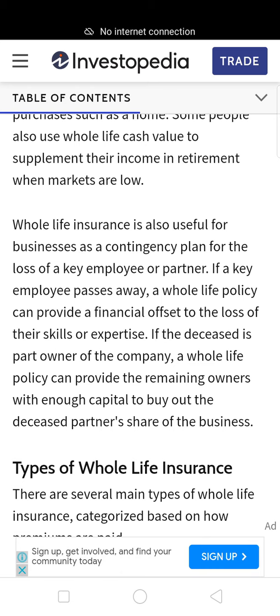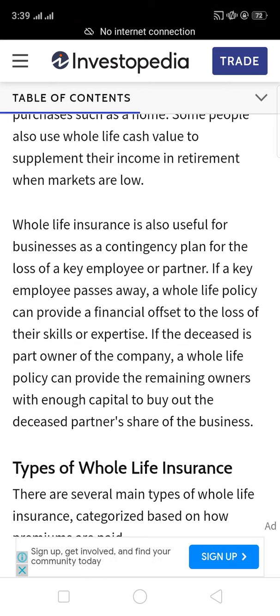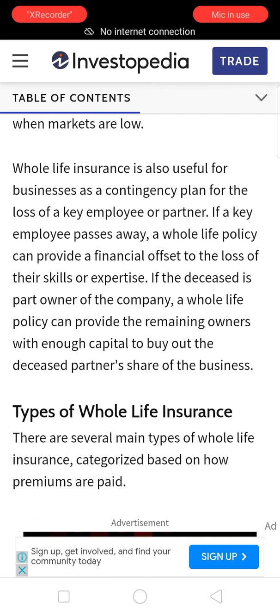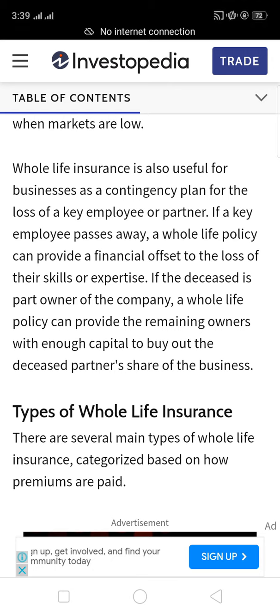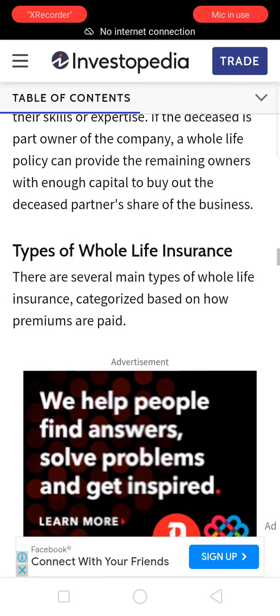Whole life insurance is also useful for businesses as a contingency plan for a loss of a key employee or partner. If a key employee passes away, a whole life policy can provide a financial offset to the loss of their skills or expertise. If the deceased is part owner of the company, a whole life policy can provide the remaining owners with enough capital to buy out the deceased partner's share of the business.